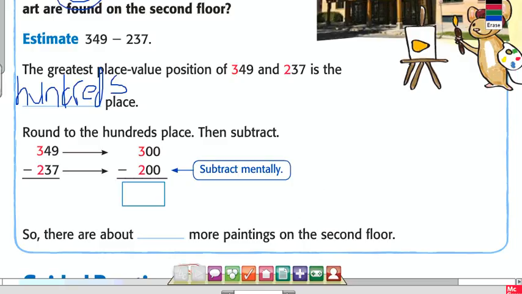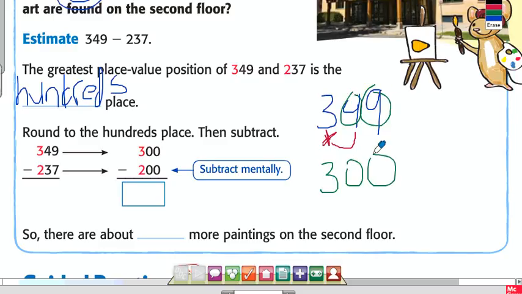So I'm going to write it on this side because I have more room. So 349 rounded to the nearest hundred. What number is in the hundreds place? 3. I like to put a little arrow there. So looking over to the right, what does the 4 say? The 3 stays the same, and replace the 4 and the 9 with zeros.